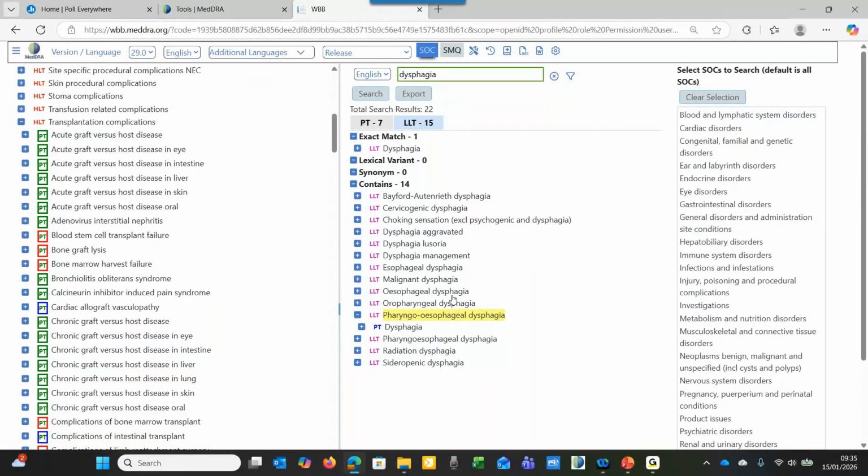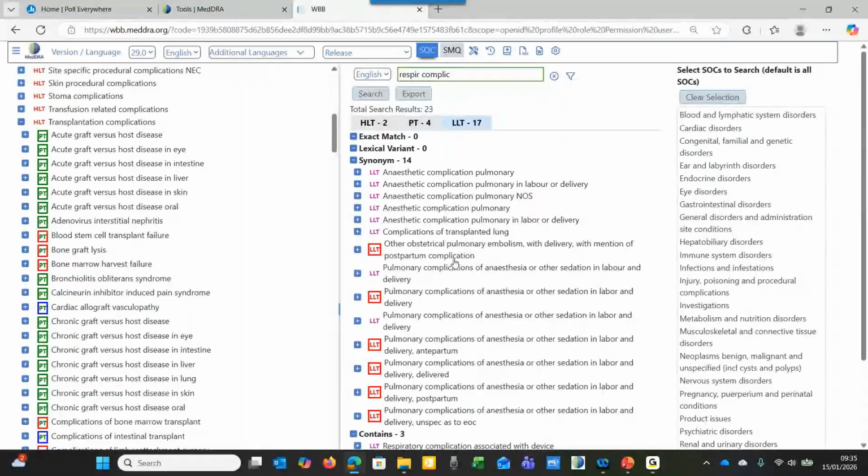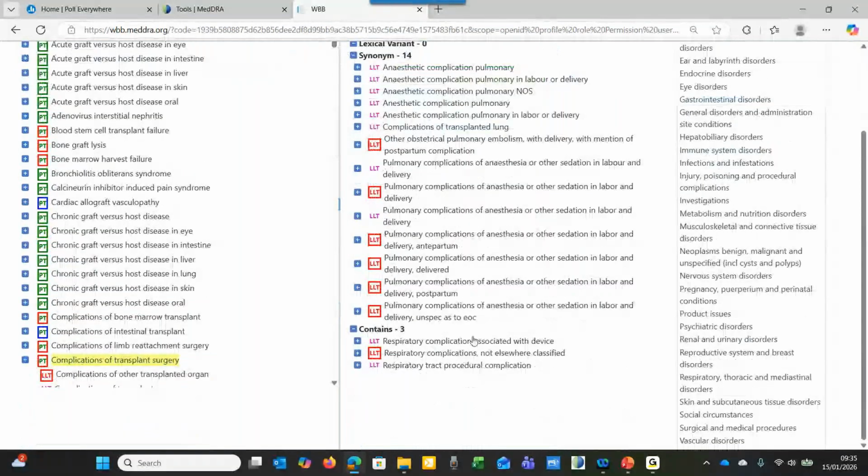The question is, can we say it's due to a complication, a respiratory tract complication? Respiratory complication, procedural complication. Can we say that? Is it temporal or is it causative? Respiratory tract procedural complication or respiratory complication with device, no device. So this is possible, but it comes to that judgment when it says something happens after a procedure. Can you assume that it's a procedural complication?